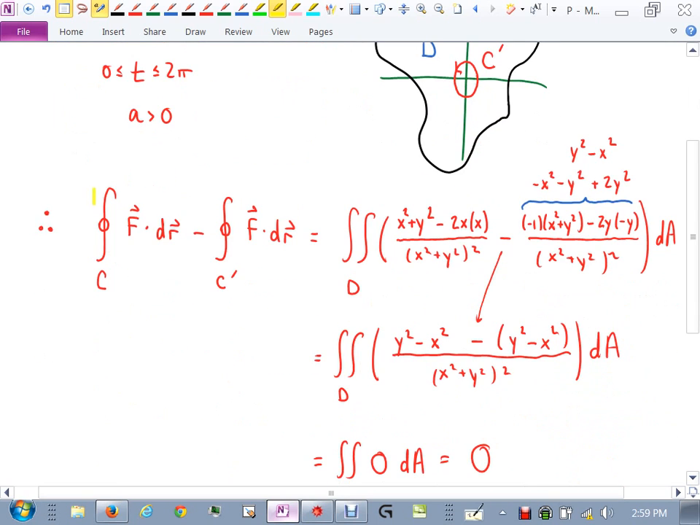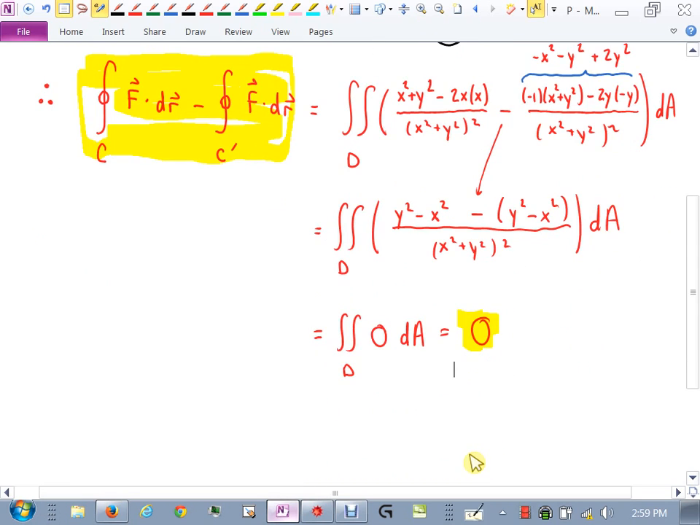And what we just said was this right here equals what? Equals 0, right? So what we have is that this integral of F dr minus this integral over C prime of F dr is equal to 0. So what can you tell me about the two of them? The line integrals over C and C prime are the same, right? Move that to the other side. They're equal, aren't they? Now, why is that a good thing?